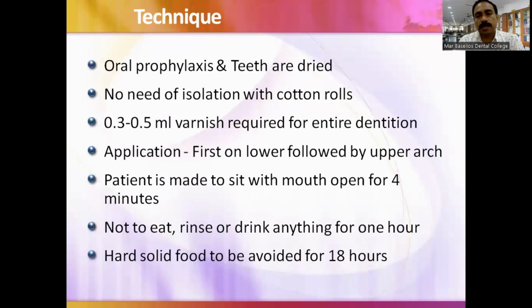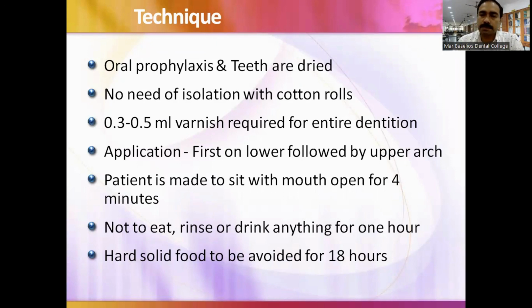Now, the technique of fluoride varnish application is that first you do oral prophylaxis and make sure that the teeth are dried. There is no need of isolation with cotton rolls, as the fluoride varnish will very easily stick to the cotton rolls. You can use around 0.3 to 0.5 ml varnish, which is required for the whole dentition. The application is first on the lower arch, followed by the upper arch, as salivary contamination is more in the lower arch.